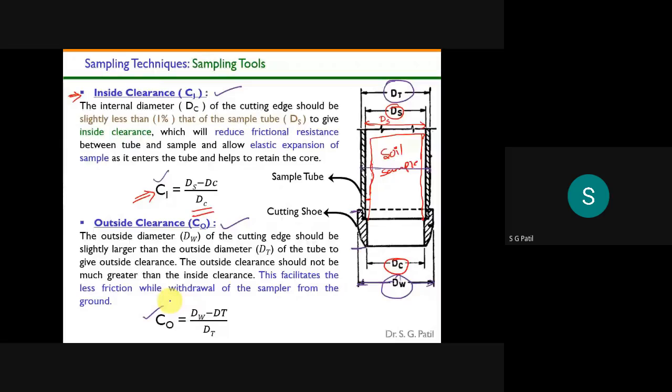We will take one problem on this, which is an examination problem. In the examination they will give you these dimensions, Dc, Dw, Ds, Dt, all these dimensions, and they will ask you to find out whether the soil sample collected from this sampler is a disturbed one or an undisturbed soil sample. I will try to solve the same problem, and at that time it will be clearer for you.